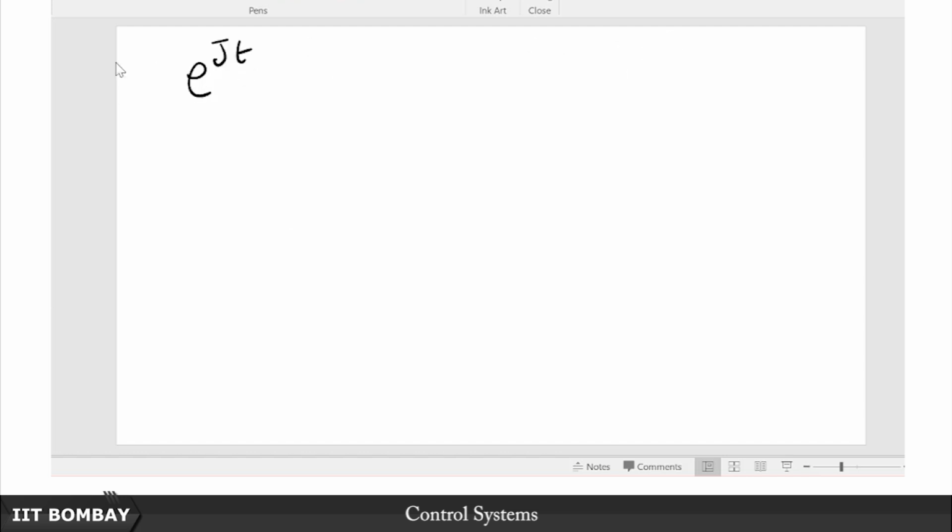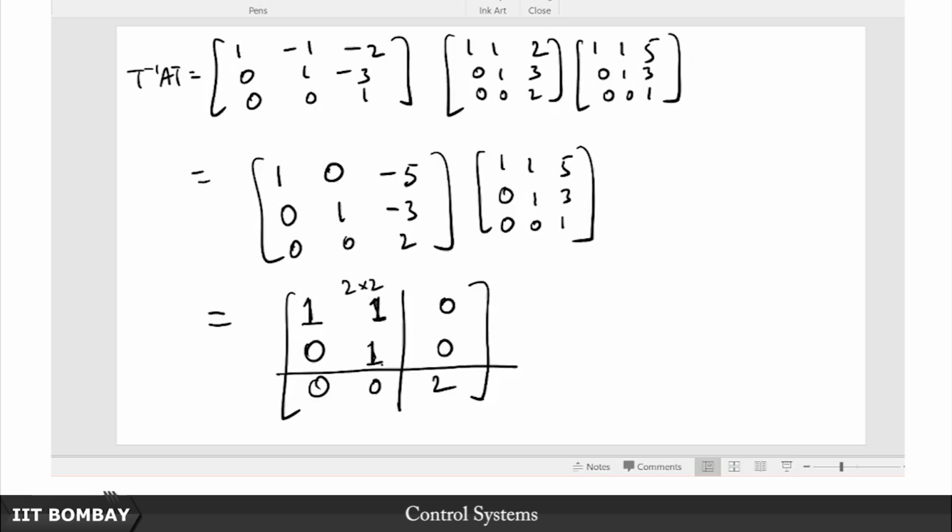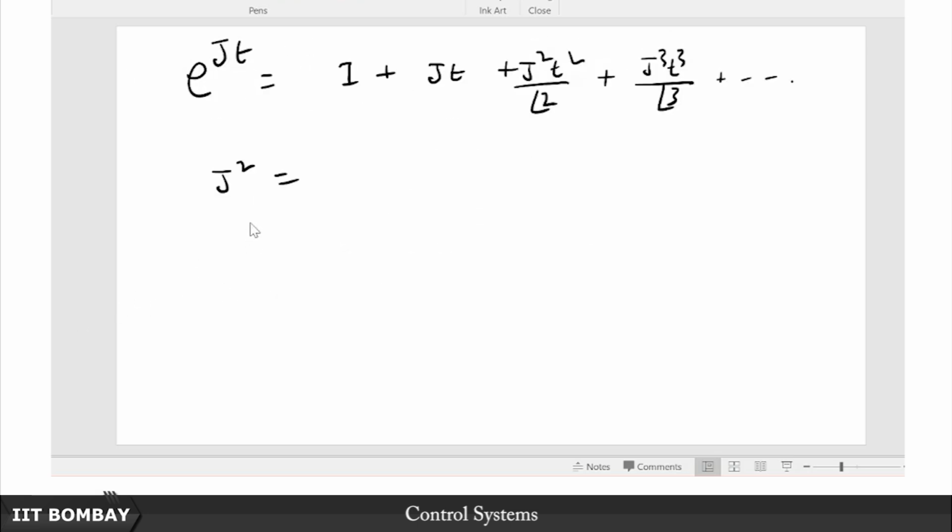So for that you take this, the way we have defined this is I plus Jt plus J squared t squared by factorial 2 plus J cubed t cubed by factorial 3 plus so on and so forth. Now look at J squared, this is the curious bit. So look at J squared.